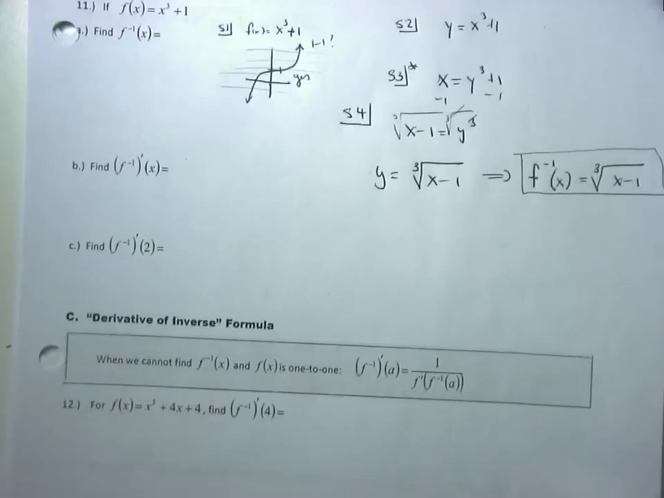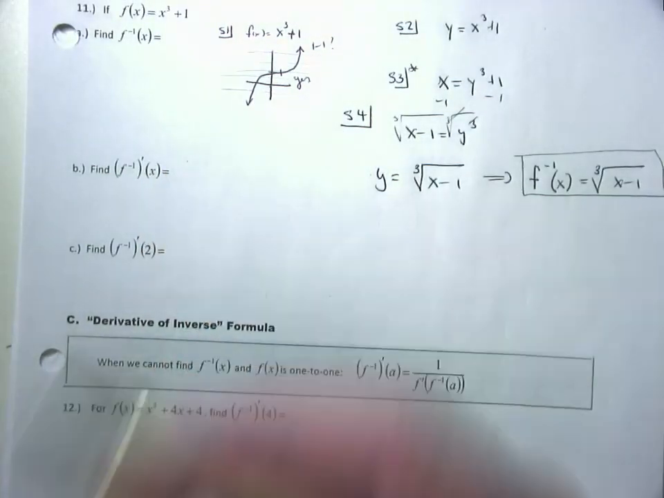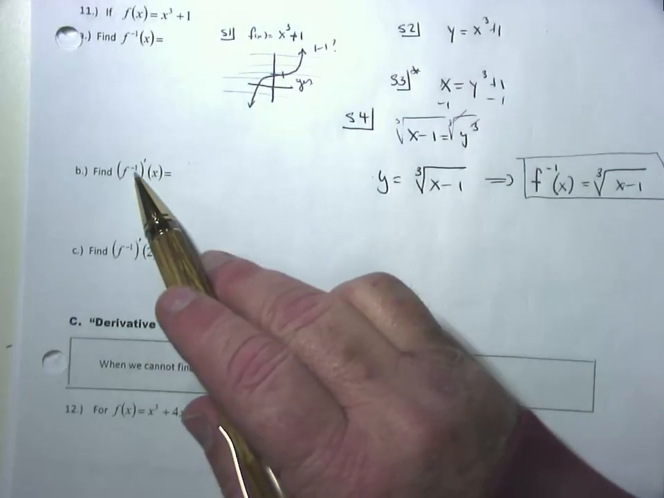What is part B asking you to do? Because this is a calculus class. And it didn't take us long to leave the calculus, but now we're back again. What is this guy right here? F inverse prime of 2. What do they want me to do? They want me to take the derivative of f inverse.